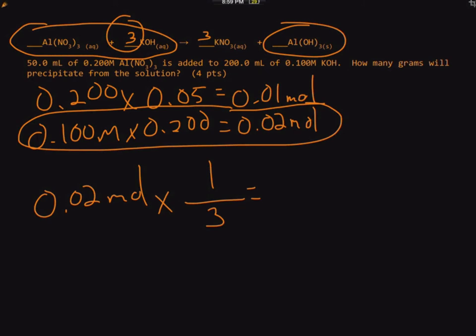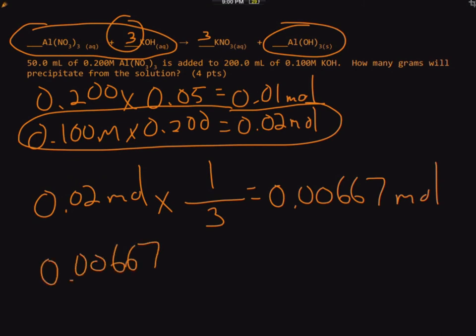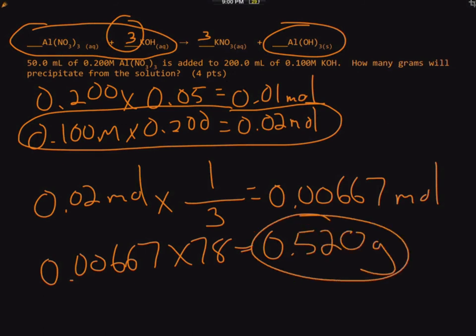So 0.02 times 1 over 3 gives us 0.00667 moles of aluminum hydroxide, and then we can multiply that by the molar mass, which is 78, and we see that we would get about half a gram, 0.520 grams of precipitate in this reaction.